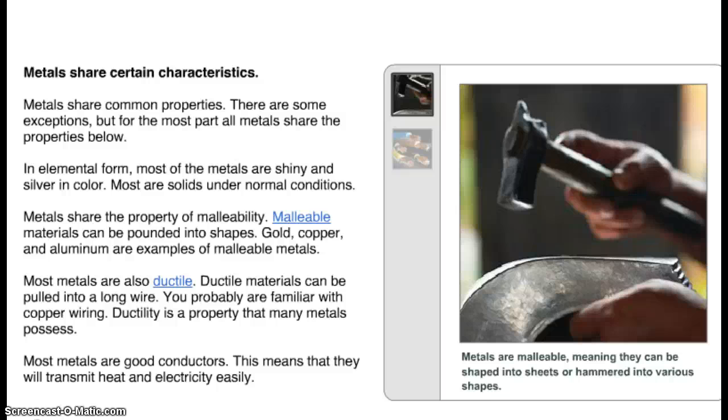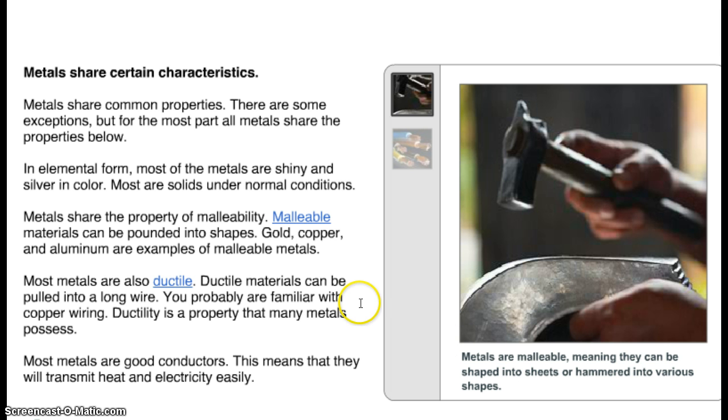Metals share the property of malleability. Malleable materials can be pounded into shapes. Gold, copper, and aluminum are examples of malleable metals. So you can bend them, you can cause them to have different shapes. So metals are malleable, meaning they can be shaped into sheets or hammered into various shapes.